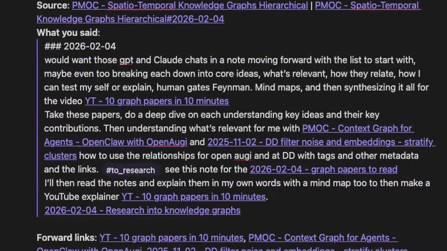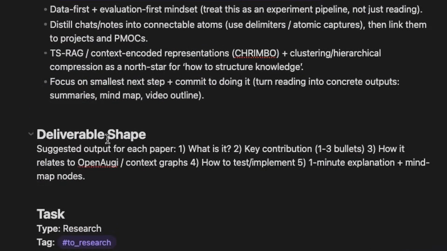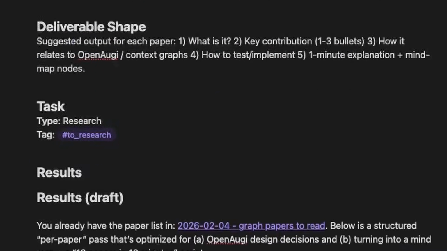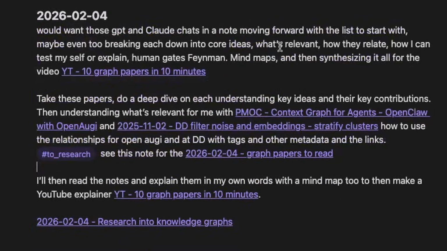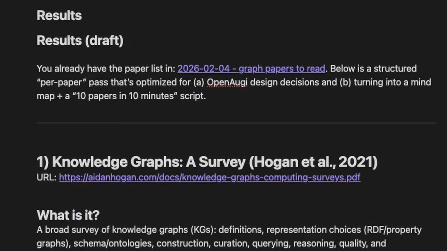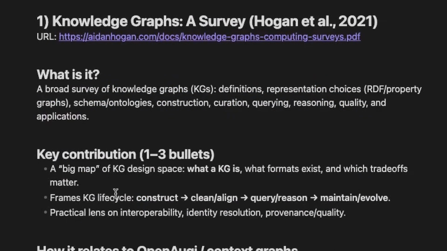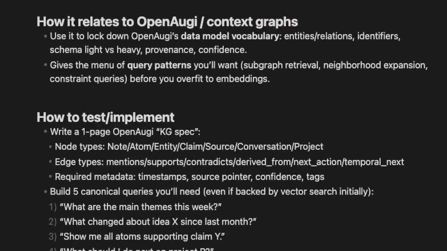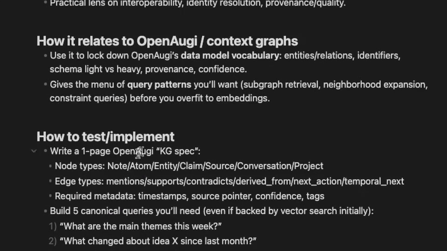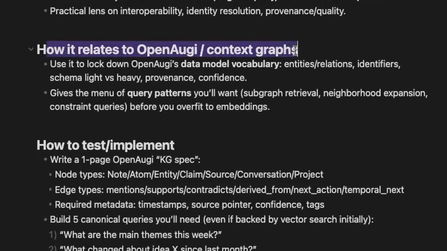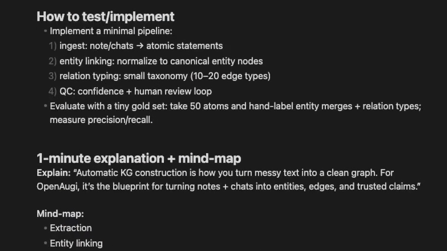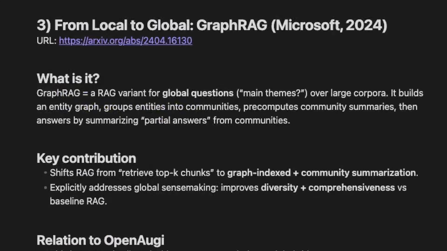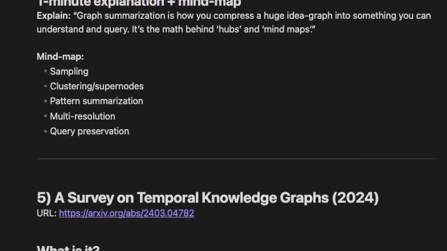It found additional links from additional atoms in my data. It started to think about what the task should be doing. And then here it went into this graph papers to read. So this was context right here. I want to research these papers, started traversing them for me, giving me a quick summary, answering the questions I had about it, explains what I need to know, what's relevant to me here, how it relates to OpenAugi and context graphs, like why I should care about this. And now when I come back, I have this nice next step on this task to review.